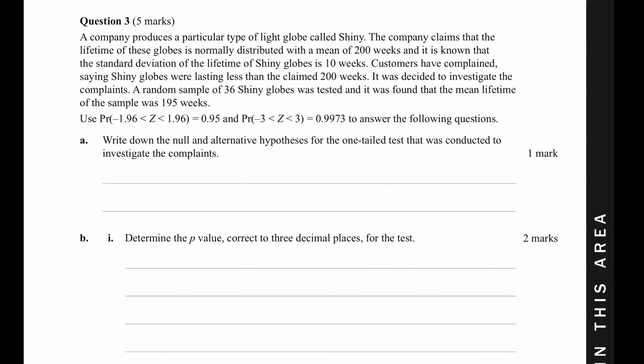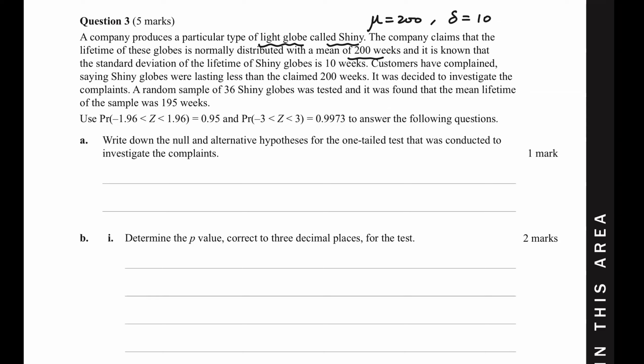Question 3 is an interesting one. It's a probability and statistics question in an Exam 1 environment. So we are talking about the lifetime of a light globe called Shiny. The company claims that the lifetime of these globes is normally distributed with a mean of 200 weeks. So the population mean is 200. And it is known that the standard deviation of the lifetime of Shiny globes is 10 weeks. So sigma, the population standard deviation, is 10.